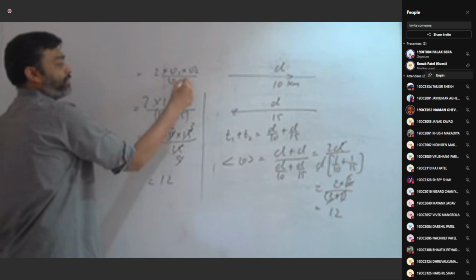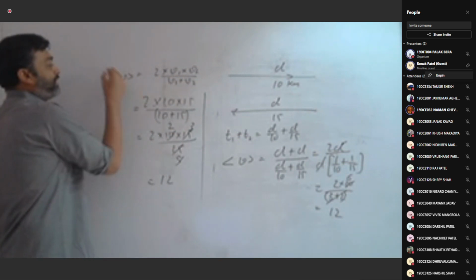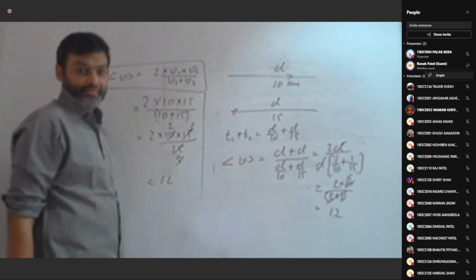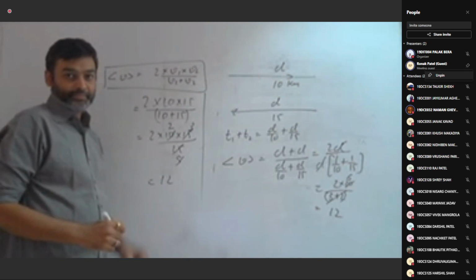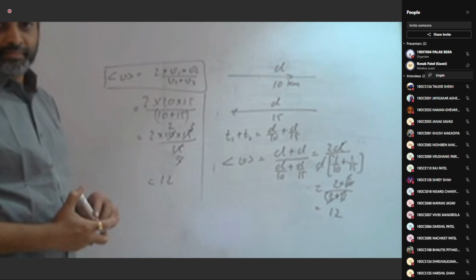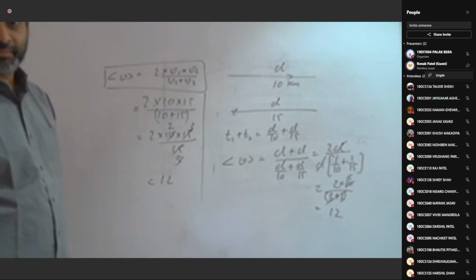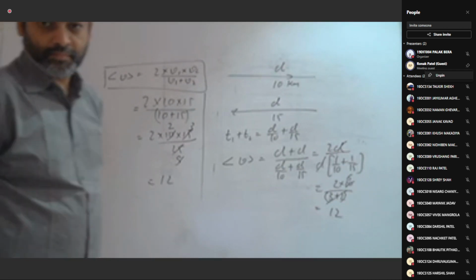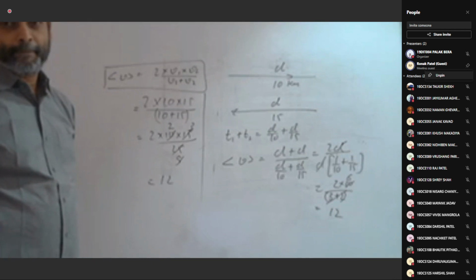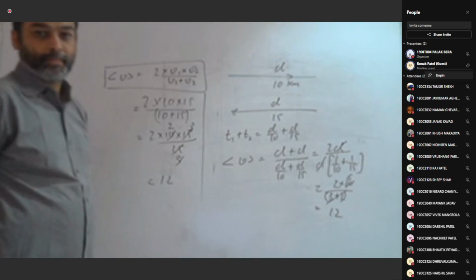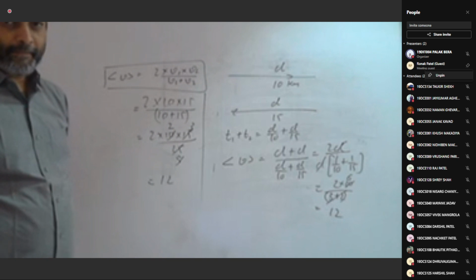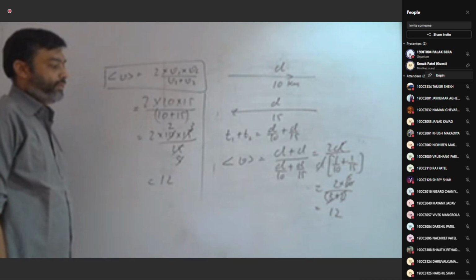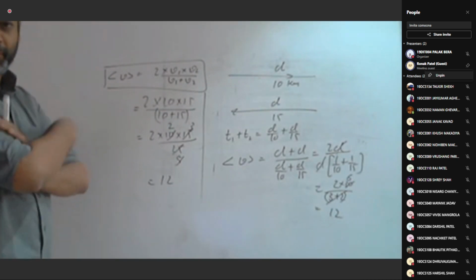This is actual logic, and this logic converts to this shortcut: 2 speed 1 speed 2 upon speed 1 plus speed 2. This is called average speed. Not v1 plus v2 by 2; that is known as average of speeds. Hope so clear. So this one you can use. Right? So answer is 12 kilometer per hour, not 12.5.